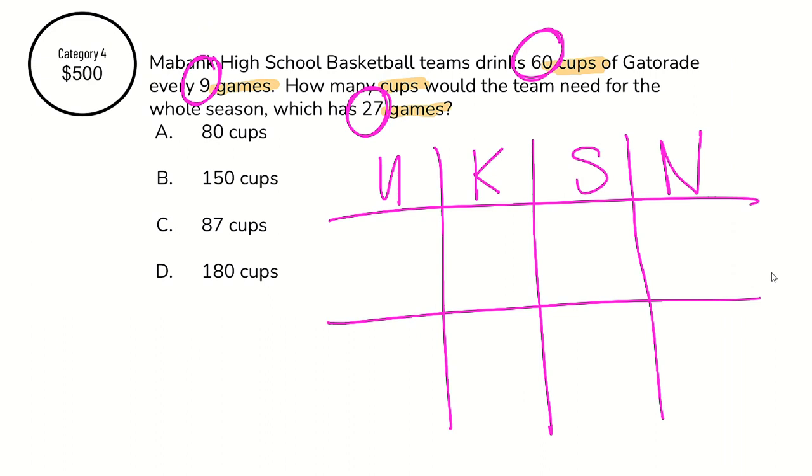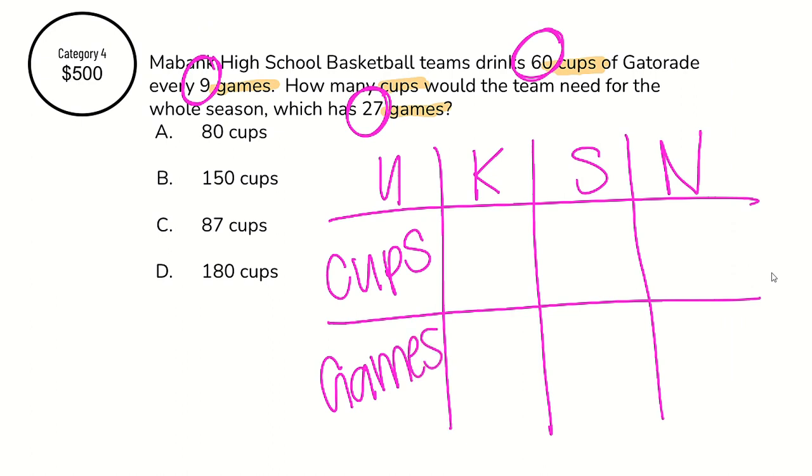I didn't label my units first. I'm sorry. I'm getting ahead of myself. I'm so excited. It's the last one. Game. Okay, cups and games. So I know that the team can drink 60 cups. Okay, so 60. And how many games does it take them to do that? It takes them 9 games to do that.